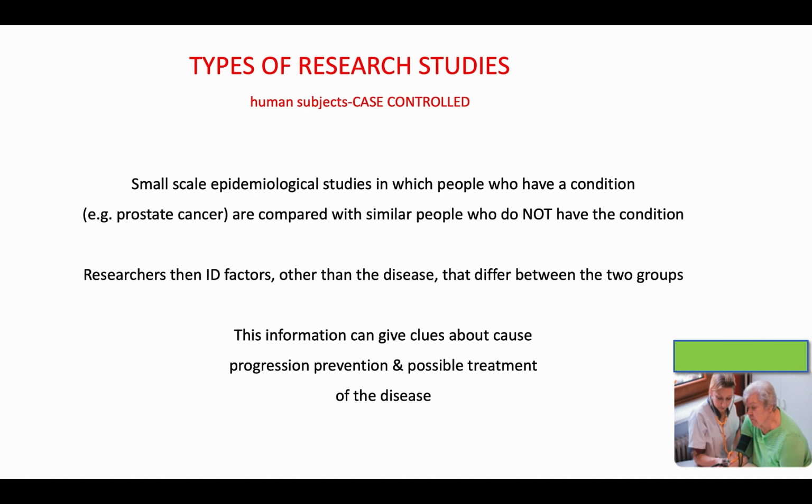If the animal studies and the cell culture studies have good results, then hopefully the studies will progress to human subjects. We have what are called case-controlled studies. These are small-scale epidemiologic studies in which folks who have a certain condition, say prostate cancer, are compared to similar folks who do not have this condition. The researchers can then identify factors other than the disease that differ between the two groups that may give clues about progression, about prevention, and maybe even treatment of a disease.